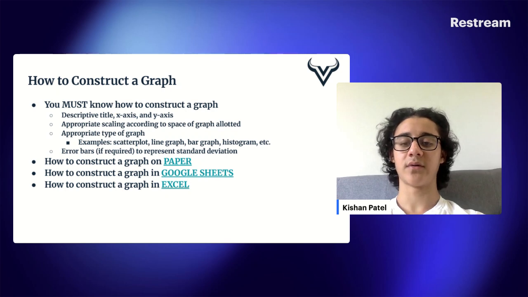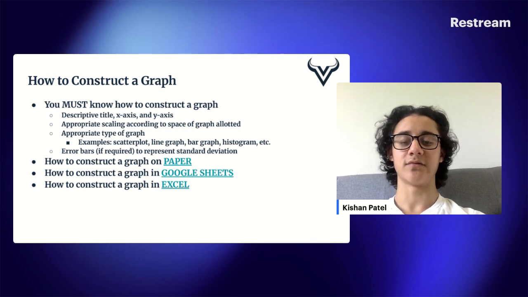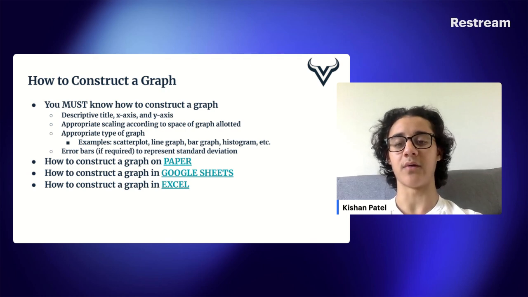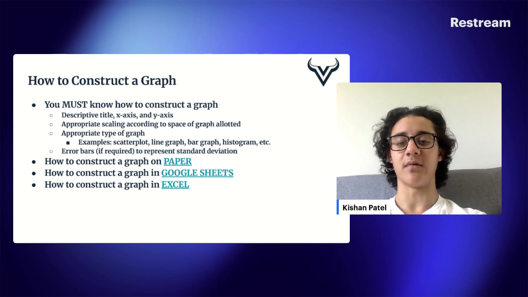You also want to use the appropriate type of graph. So this can be a scatter plot, line graph, bar graph, histogram, etc. And these all have different functions, so make sure you know what the right one to use is. And lastly, if required, you can use error bars to represent standard deviation if it's required for a mark on the paper.